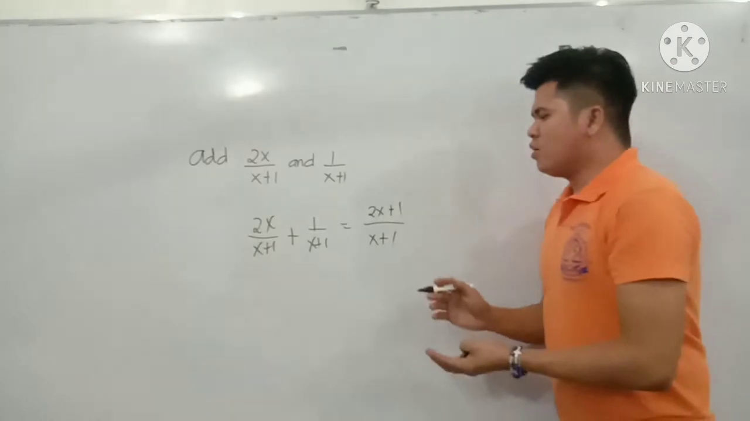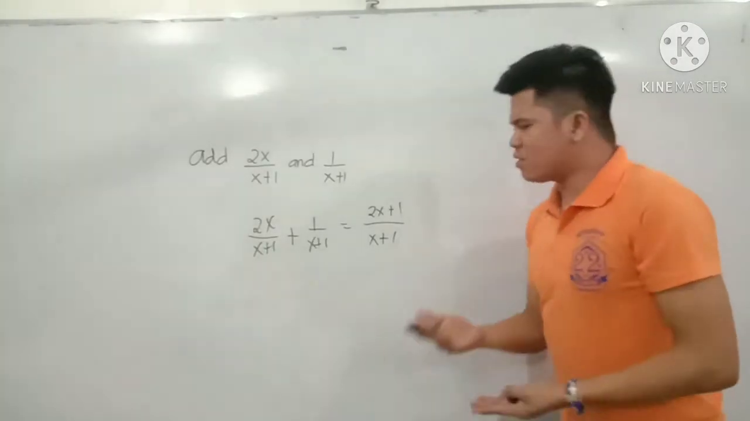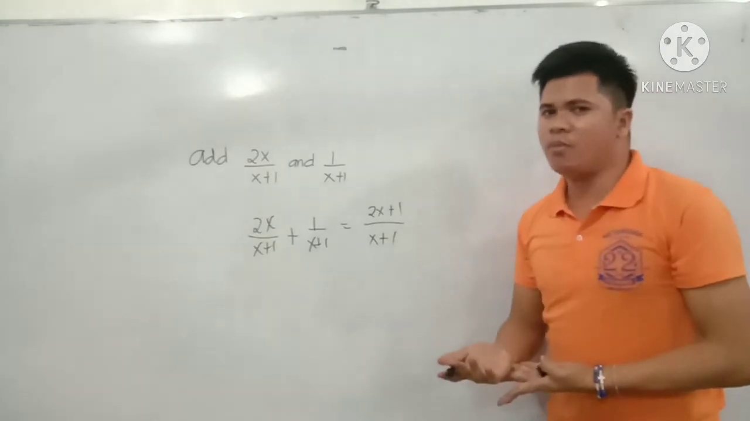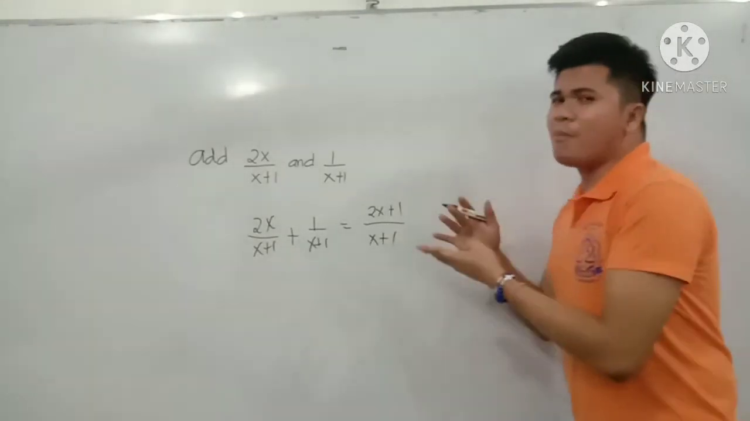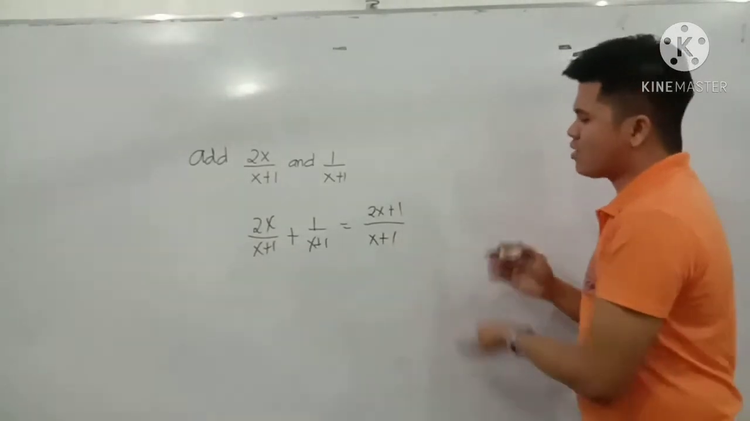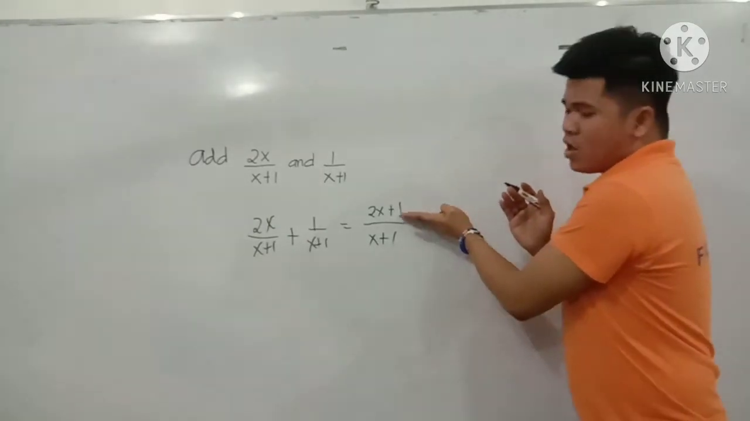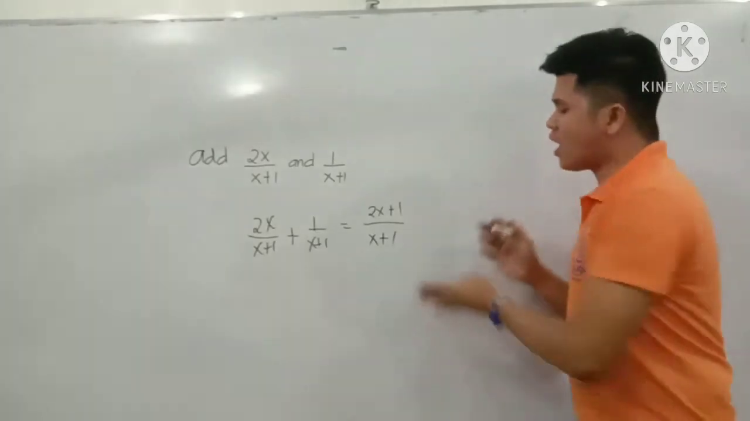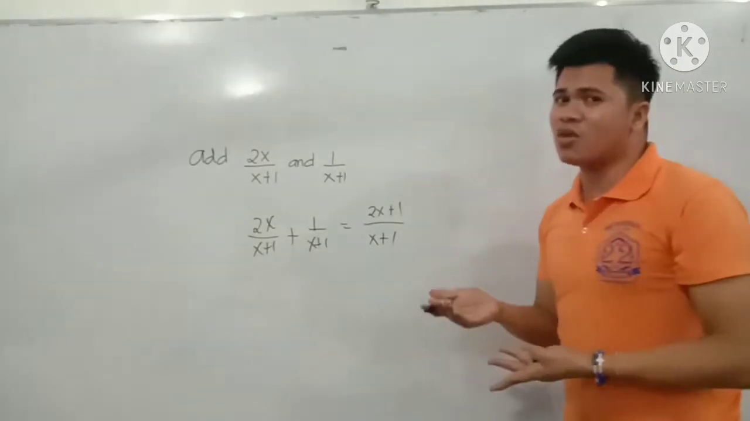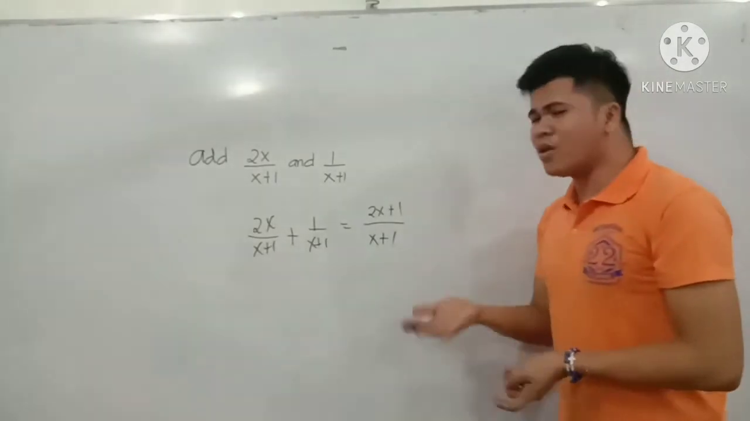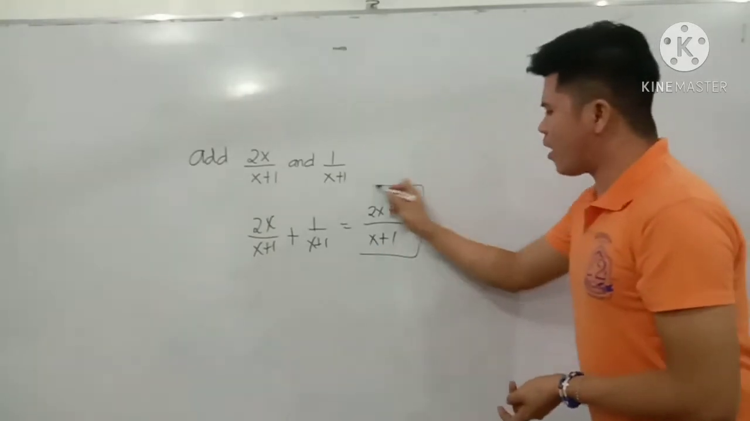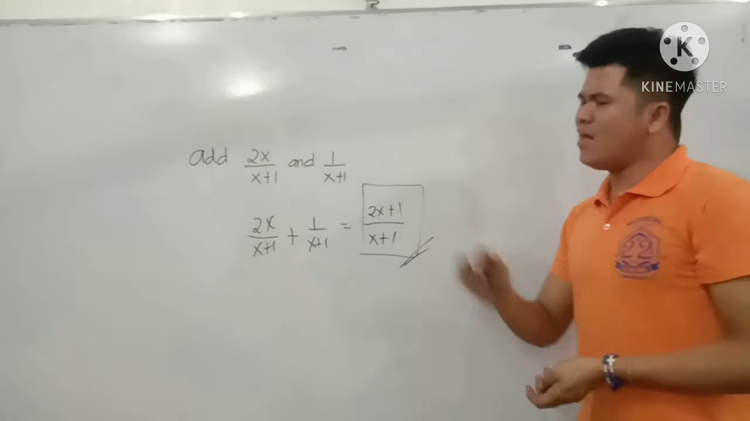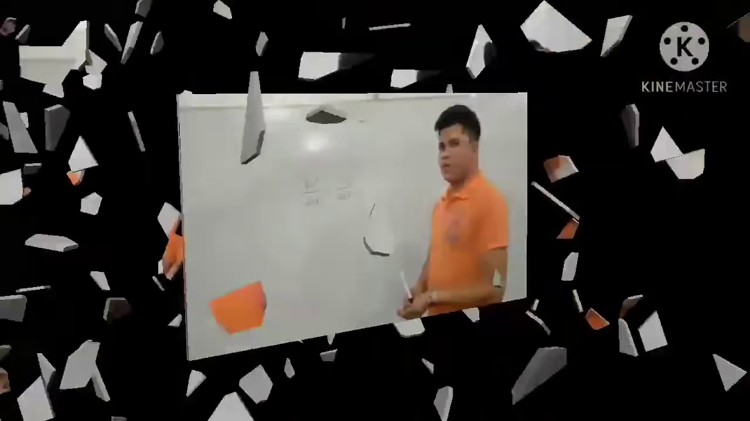And then we have to see to it that our numerator is written in its simplest form. So now, is there a possible way that we can rewrite our numerator into its simplest form? No, because our numerator is already in its simplest form, am I right? So therefore, this is now the final answer. Simple as that.